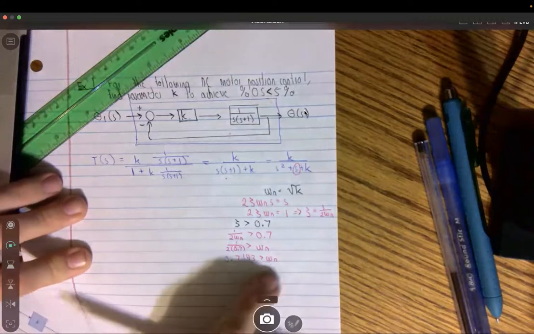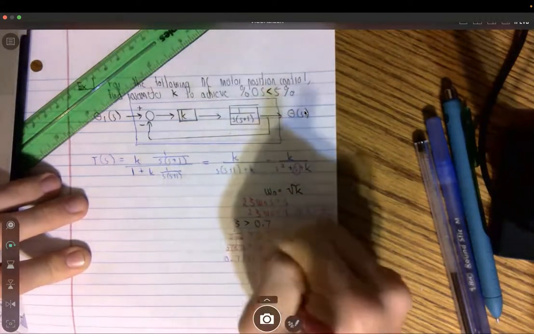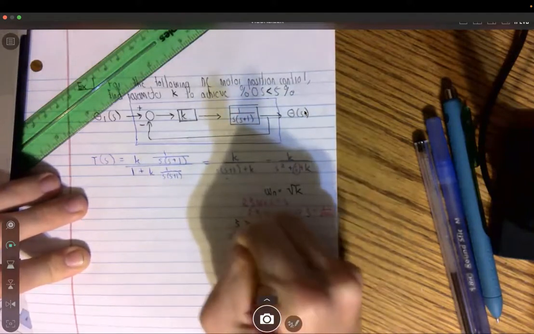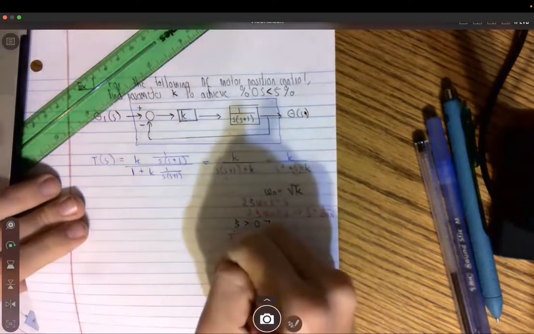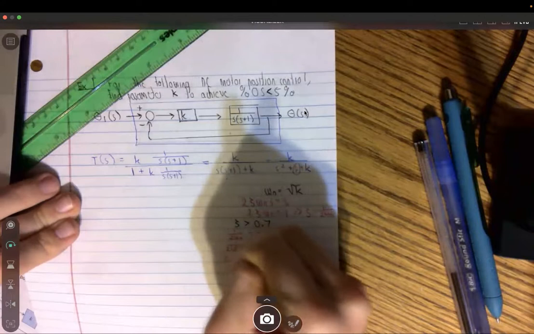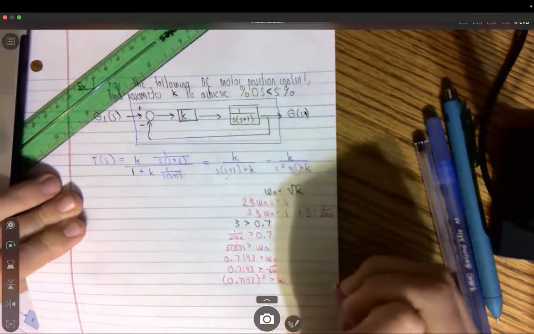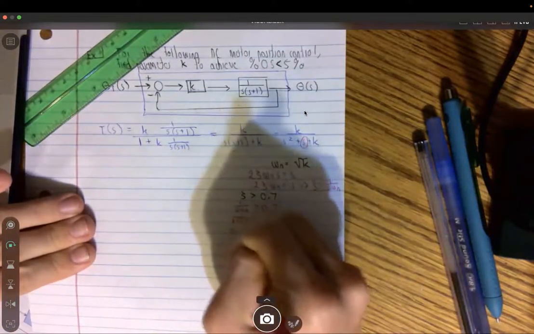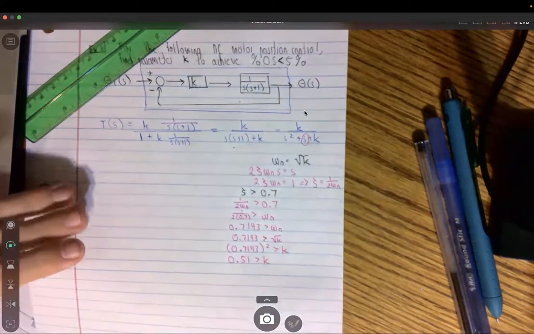So remember, our omega n was equal to the square root of K. So now just plug in for omega n the square root of K. And then 0.7143 still over here. And now we're going to take the square root of both sides. So the square root of 0.7143 must be greater than K. And so when you take the square root of this, you're going to get 0.51 must be greater than K.